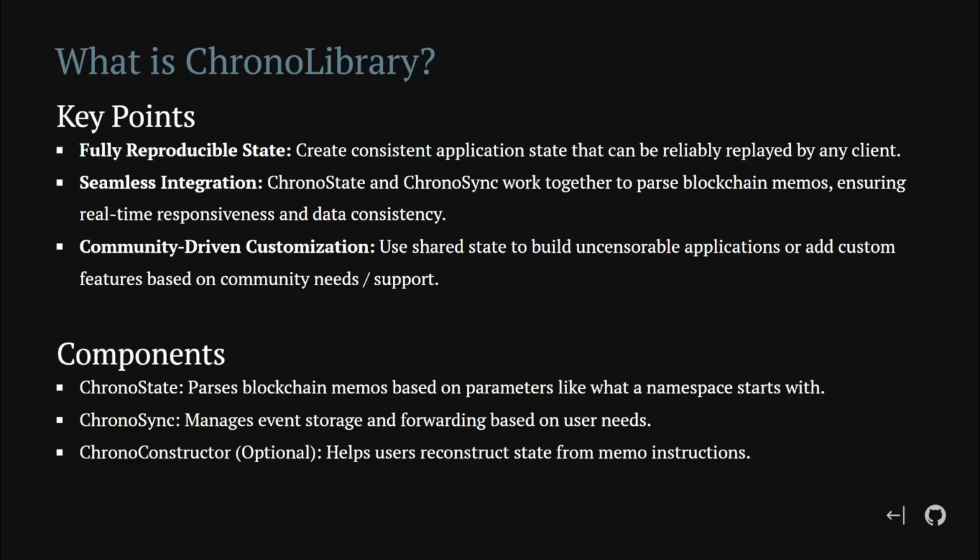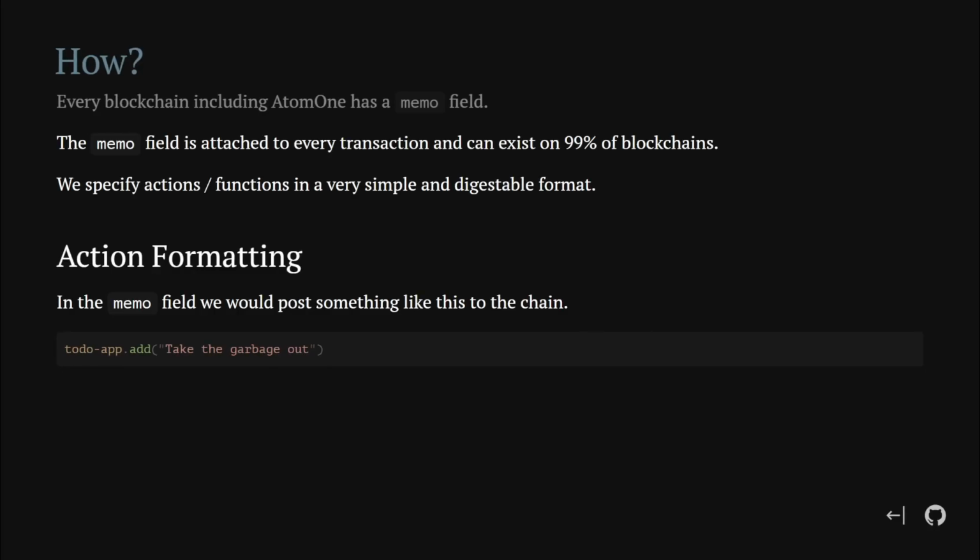And then ChronoConstructor is an optional library that comes with ChronoLibrary that helps reconstruct state from memo instructions. So how do we do this? Every blockchain, including Atom One specifically, has a memo field. The memo field is attached to every transaction and can exist on effectively 99% of blockchains. We specify actions and functions in a very simple and digestible format.